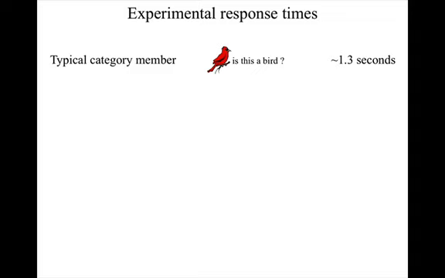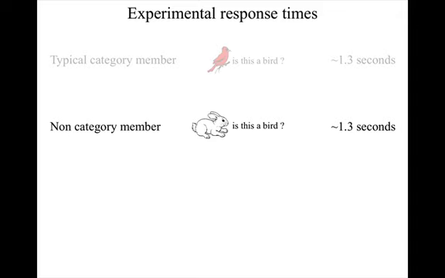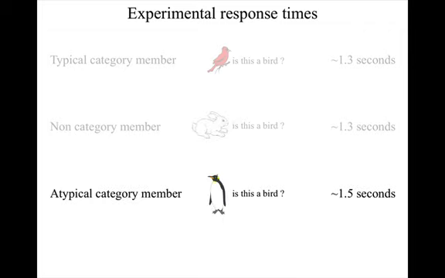There's a striking consistency across many experiments on many different human subjects. The time to respond to a typical member of a category is about 1.3 seconds. And it takes about the same amount of time to correctly respond when a category is paired with a clear non-member. But interestingly, it takes an extra couple of hundred milliseconds to respond to an object that's a member of the category, but not a typical member.